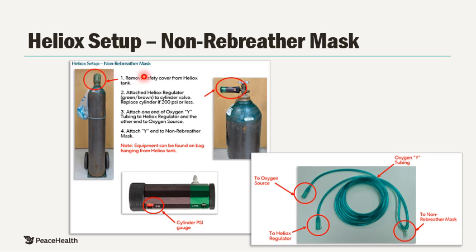Once we remove our safety cover, we'll attach our Heliox regulator. This regulator has a PSI cylinder gauge and a flow meter combination. Once our regulator is attached, then we attach our Y tubing. Our Y tubing looks just like it sounds. It starts off at one end and Y's off. At the Y end is where we're going to attach our delivery device, so in this case a non-rebreather. At the opposite two ends, one end will go to our oxygen source, so the oxygen wall flow meter, and our second end will go to the Heliox regulator.